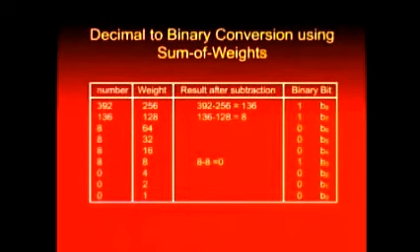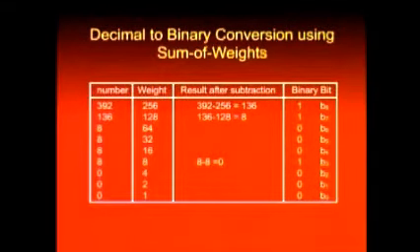Now, the next smaller weight after 16 is 8, which is equal to the number remaining, which is, of course, 8. So you mark a 1. The remaining weights, that is 4, 2, and 1, are not required. So you simply put 3 zeros. So you have ended up with the binary number 1, 1, 0, 0, 0, 1, 0, 0, 0, which is the representation of decimal 392.